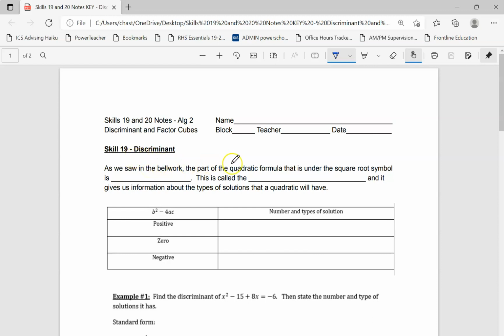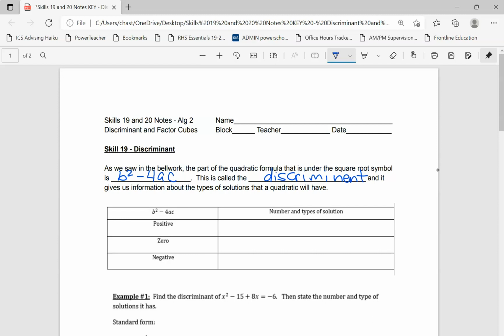But anyway, as we saw in the bell work, the part of the quadratic formula that is under the square root symbol is b squared minus 4ac. If you remember from the quadratic formula, that's the part that's under the radical. And we call that the discriminant. I might be misspelling it here. But anyway, not to be confused with the word discriminate, that is not what this means. But b squared minus 4ac, that is what we call the discriminant.